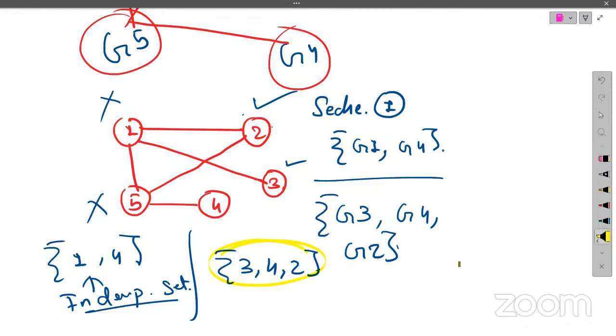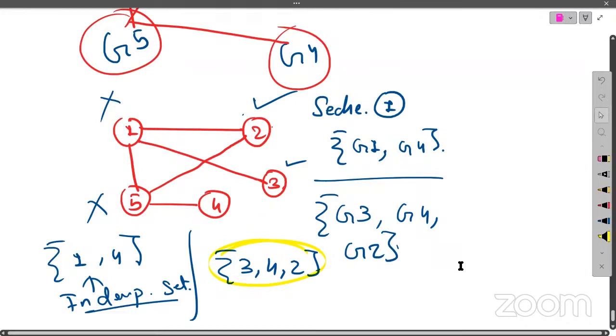So in a graph, we want to find out an independent set with maximum possible number of vertices. Now you get the feel. What is the independent set? Any doubt? Is this the maximum possible way? Like 3, 4, this is 2.